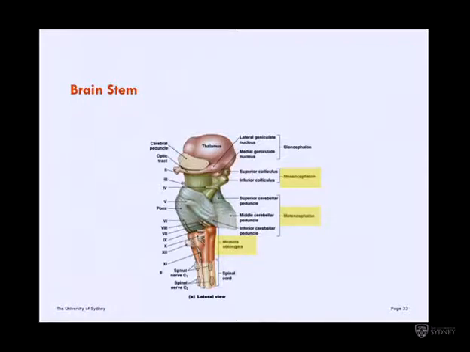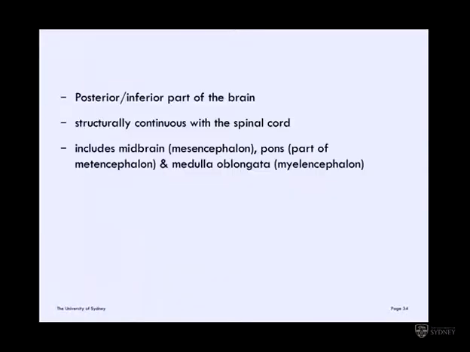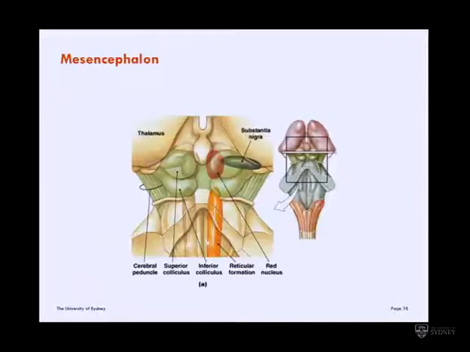All right, now moving on to the brain stem. The brain stem, especially the medulla oblongata, is continuous with the spinal cord. So there's no separation basically. It's a continuous structure. The brain stem includes the midbrain, pons, and medulla oblongata. Not the cerebellum. Remember that.